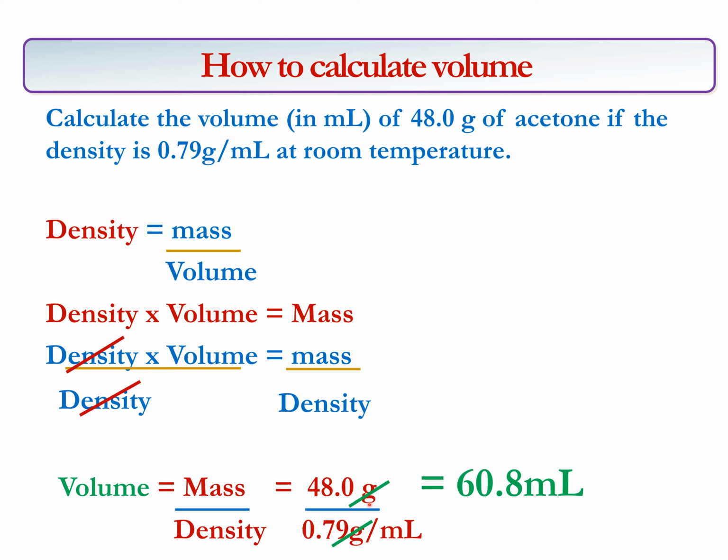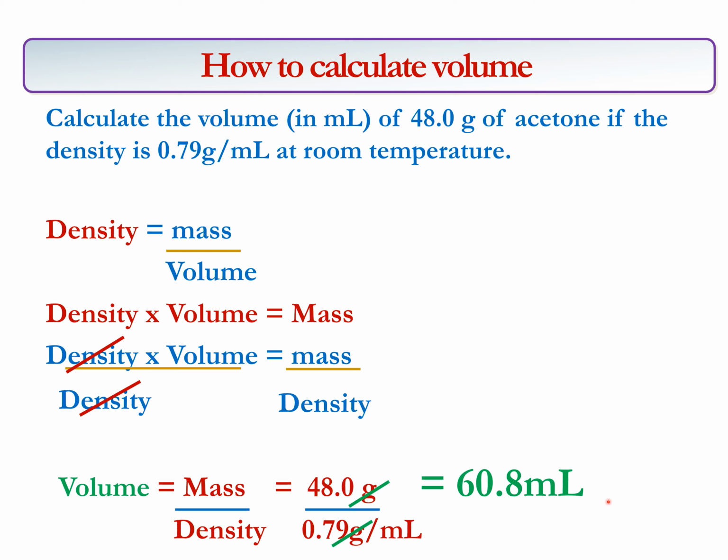So mass is 48 gram given here. We put it for mass, and we put the value for density, which is given as 0.79 gram per milliliter. And we notice that gram here will cancel this gram here. And if you divide 48 by 0.79, you will get 60.8. And the only unit left is per milliliter. So then the final unit will be in milliliter.